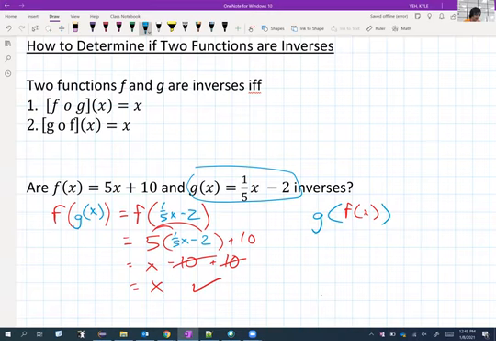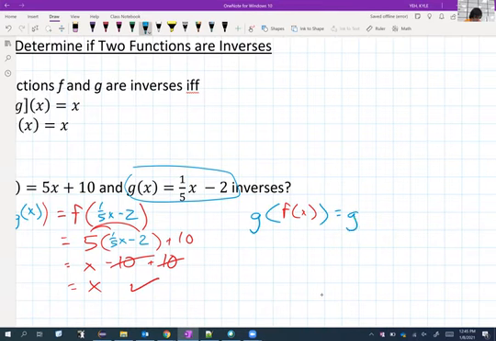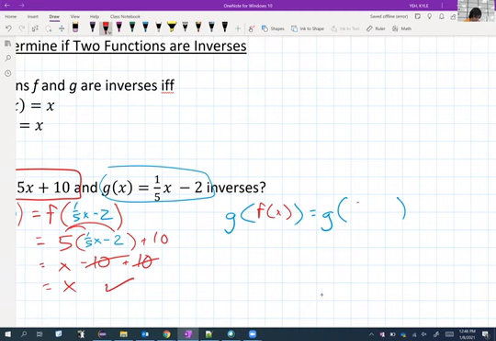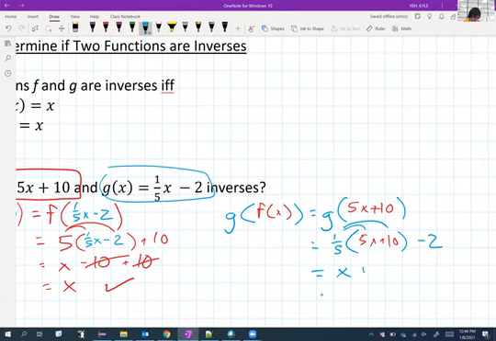So g of f of x would be g of, and then we'll use that definition we had for f of x as our input, 5x plus 10. G of 5x plus 10, so that'll be 1/5 times whatever we're plugging in minus 2 from our g function. 5x plus 10. Distribute: 1/5 times 5x is just x, plus 1/5 times 10 is 2, minus 2. G of f of x also works.